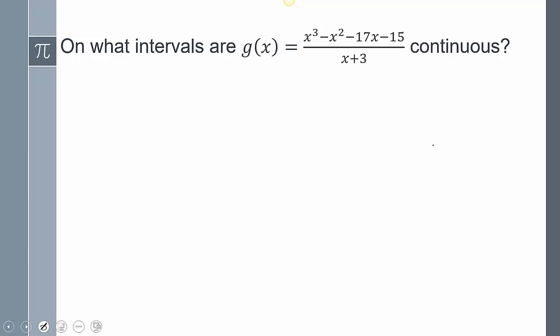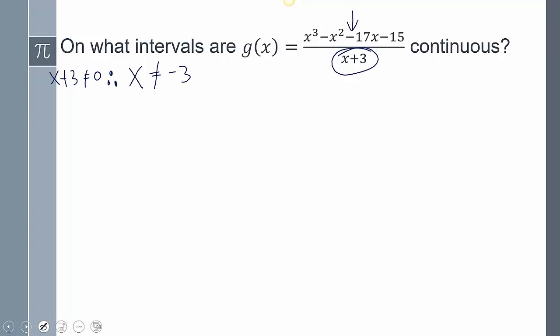So let's first examine this problem here, x cubed minus x squared minus 17x minus 15 over x plus 3. And it's asking us on what intervals our function is continuous. And so I know that due to my domain, I want to find the restriction here. So I set the denominator equal to 0, x plus 3 equals 0, and the value that would make me divide by 0 is going to be -3. I don't know if it's necessarily a point discontinuity or if it's an infinite discontinuity just yet. You'd have to graph it to verify that, or at least plug in some values and see what's going on.